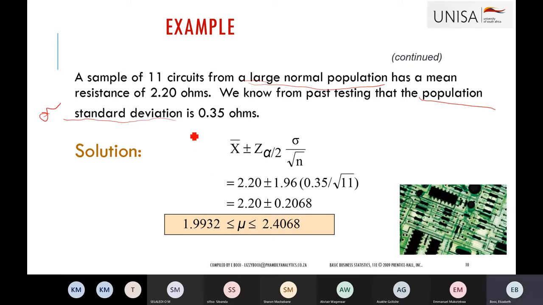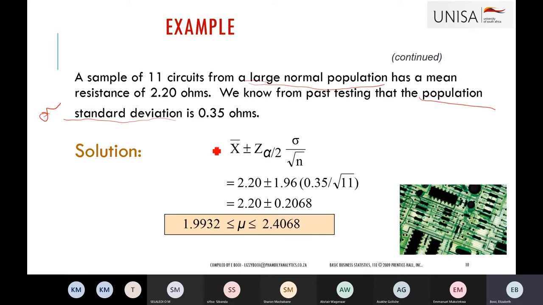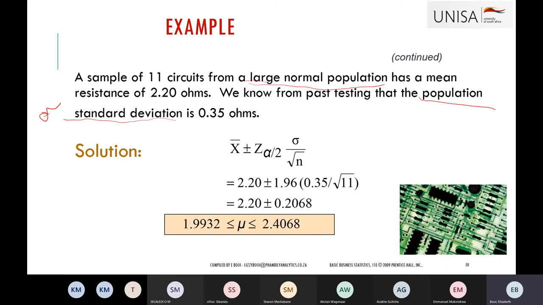We calculate the value by using the point estimate plus or minus the critical value times the standard error. We know the critical value for 95%, since the question said at the 95% confidence level. We go to the table and find the 1.96 that we already found. Then we substitute it into the formula, the standard deviation divided by the square root of the sample size, which is 11. We found that the mean lies between 1.9932 and 2.4068. We also said we can write it as 1.9932; 2.4068.